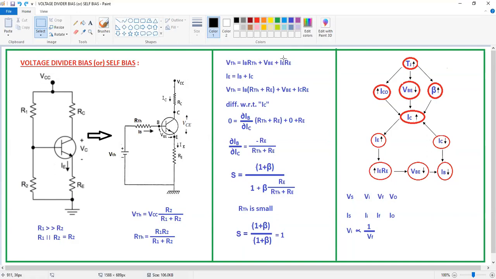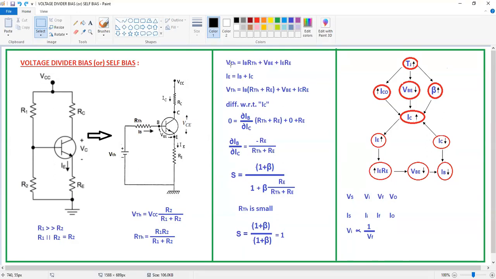Sorry, IE is equal to IB plus IC. Substitute IE is equal to IB plus IC. Then what will happen if we take the common IB: IB into (RTH plus RE) plus VBE, and after that IB is completed. Next we have IC. Now that is IC into RE.